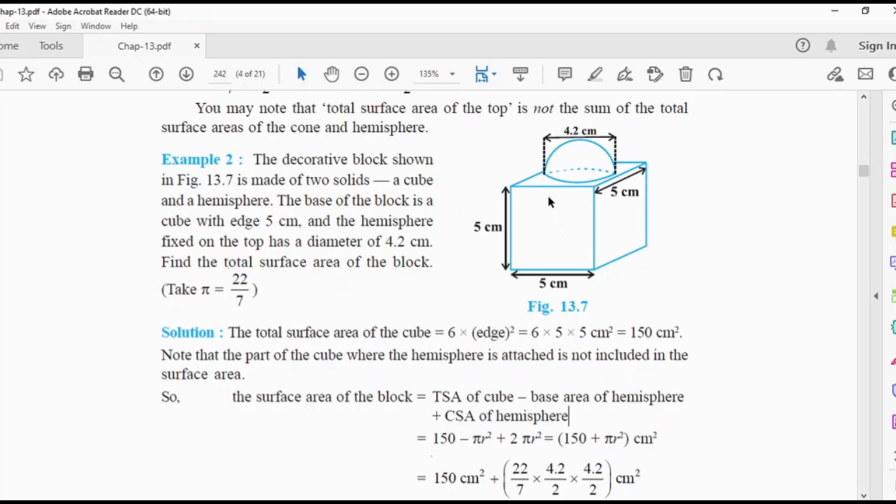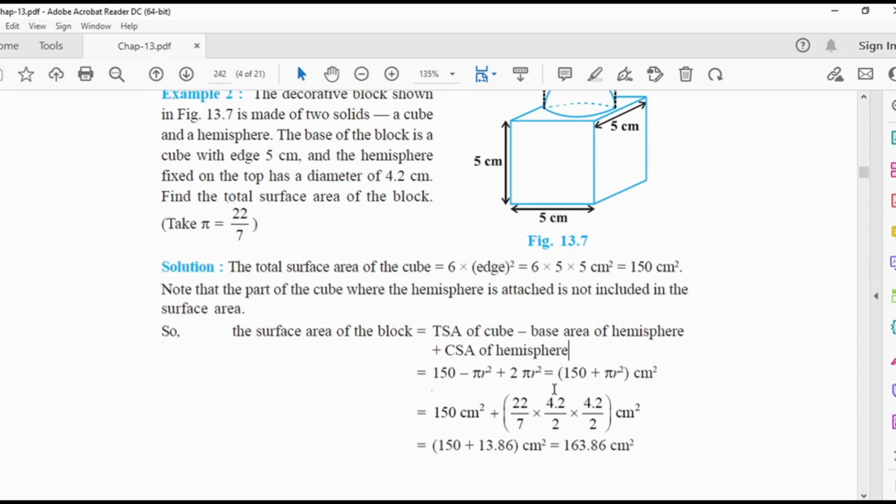So for this cube, we cannot touch all the surface around the cube. But where we cannot touch? We cannot touch the base of this hemisphere, right? So that portion we want to subtract. And also we can touch the curved surface area, that region of the hemisphere. So we want to add that region.